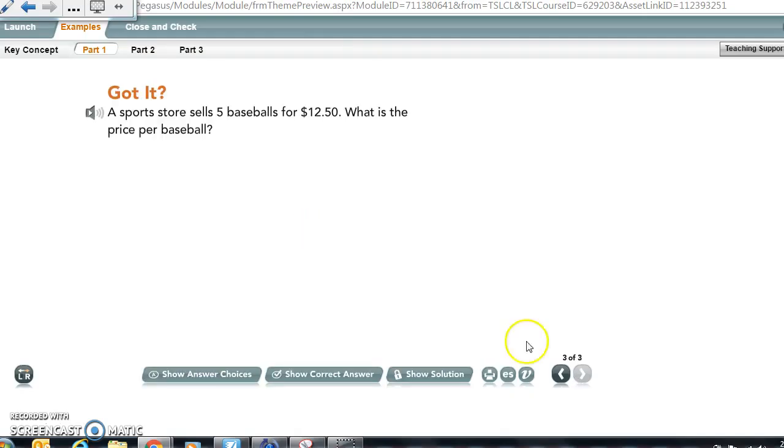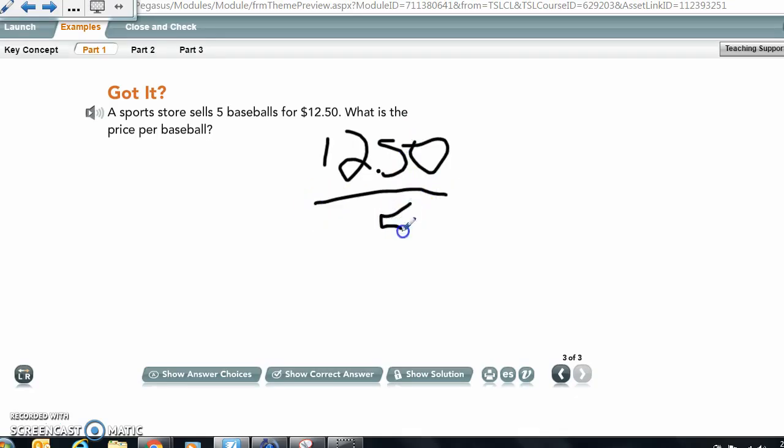It says a sports car sells 5 baseballs for $12.50. What is the price per ball? I'll help you set this up. I want you to solve it on your own. So if I have $12.50 for 5, I need to figure out how much will be in 1. So go ahead and solve for that right there. When you are done, go ahead and move on with me.